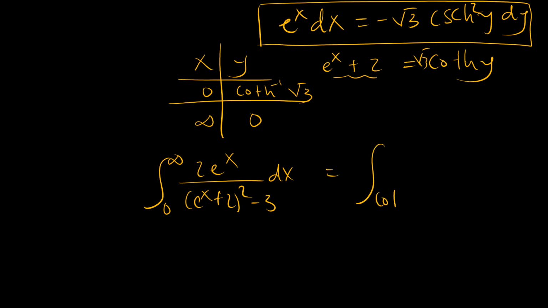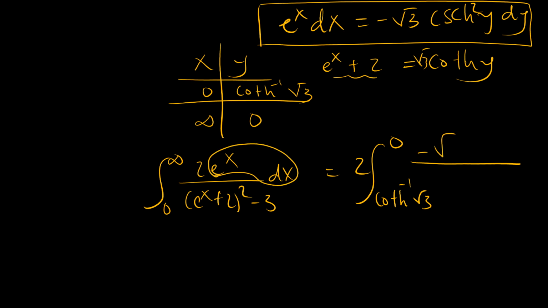we have the arc hyperbolic cotangent of root 3 to 0, and then we pull 2 out. In place of this part here we have negative root 3 cosec x squared y dy, and in the denominator we have 3 hyperbolic cotangent squared y minus 3.